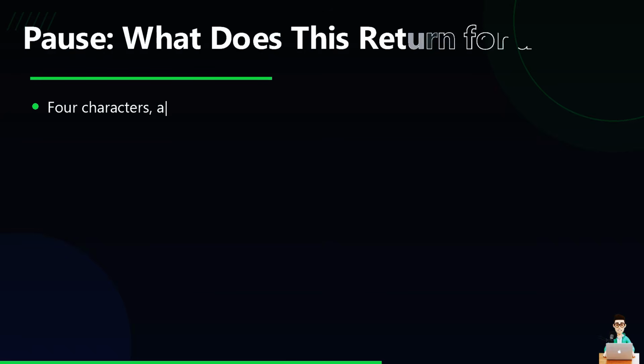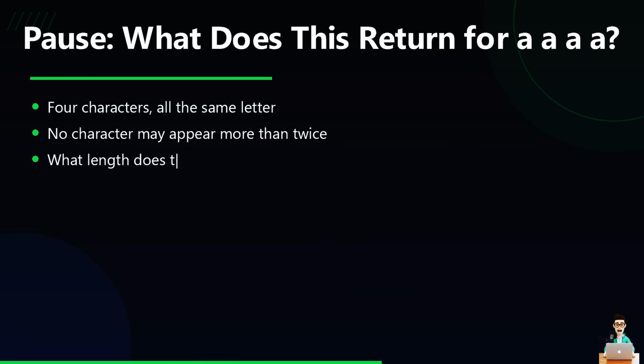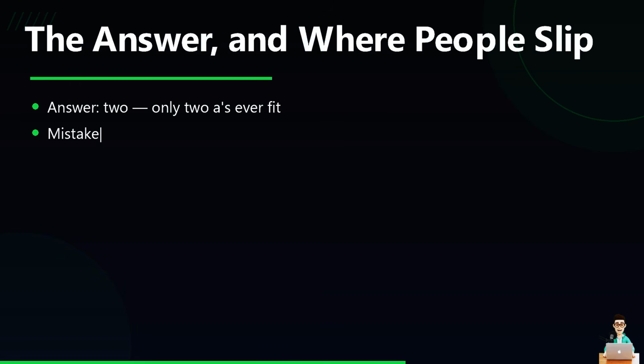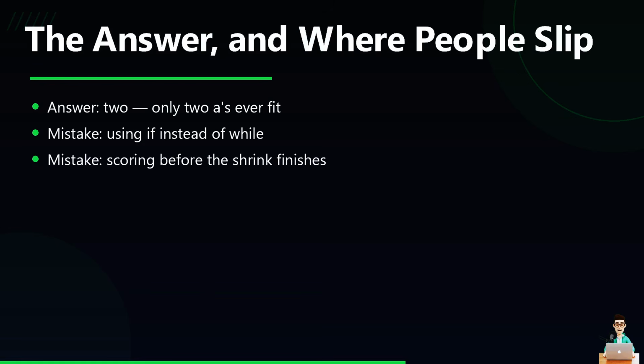Clean, quick challenge before we move on. What does this function return for the string A? Pause the video, work it through with the window logic and drop your guess in the comments before I reveal it next. The answer is 2. No matter how many A's you have, only 2 of them can ever sit in the legal window.